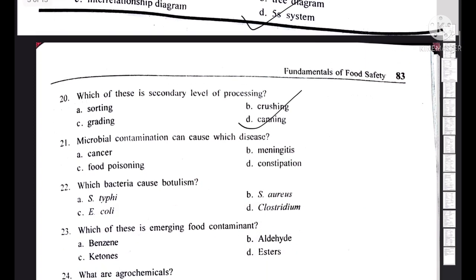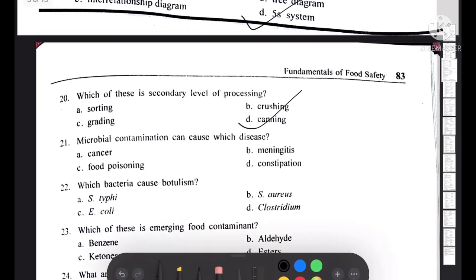Next, microbial contamination can cause which disease? Cancer. So cancer cannot be caused by microbial contamination. Meningitis? No. Food poisoning? Maybe yes. D. Constipation? No. So the correct answer is food poisoning. Food poisoning can be caused by microbial contamination. Neither cancer nor meningitis can be caused by microbial contamination, and constipation also cannot be caused by microbial contamination.